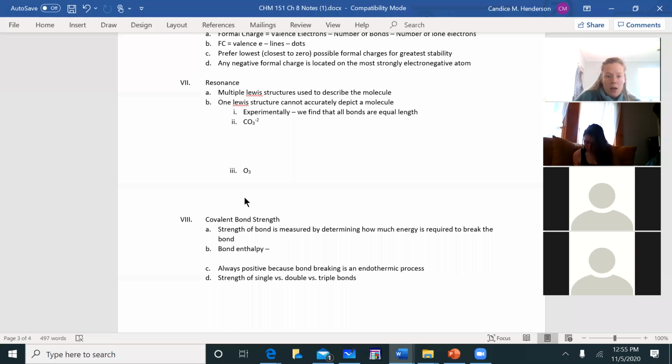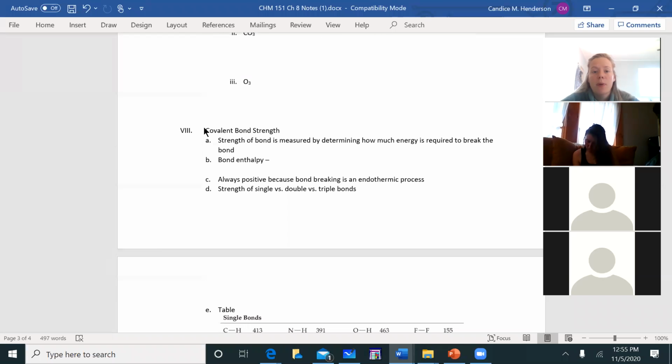So let's keep going here. O3 is another example of a resonance structure, but I'm not going to go over that one. I don't really like that one a whole lot. Okay, so the last thing we're going to look at is the covalent bond strength. So how strong is the bond between two adjacent atoms that are sharing electrons?